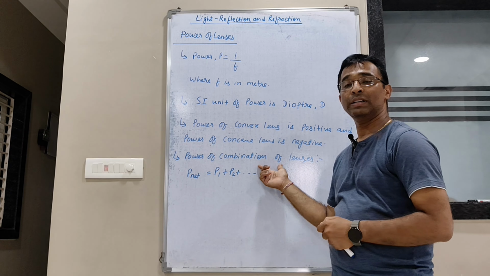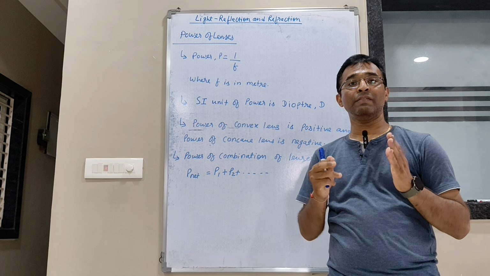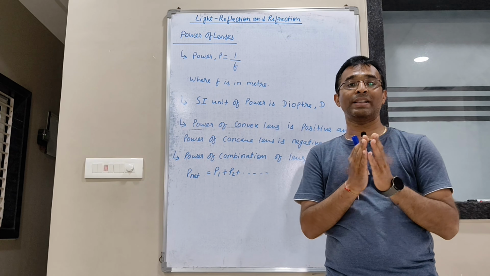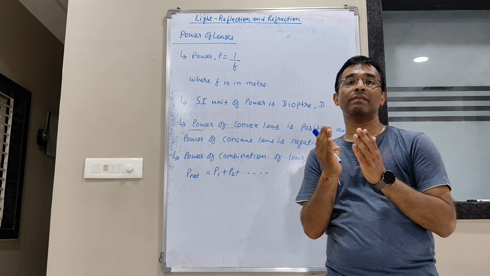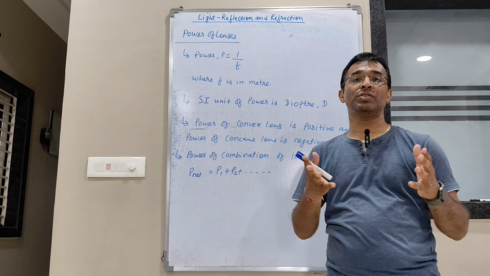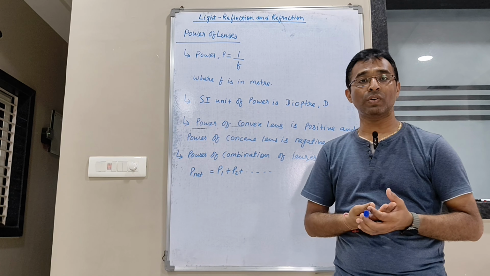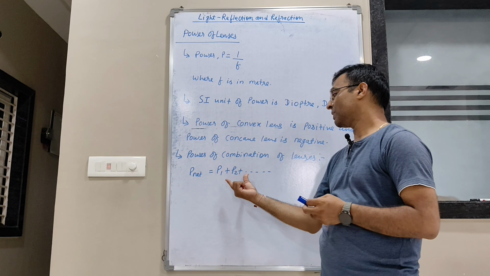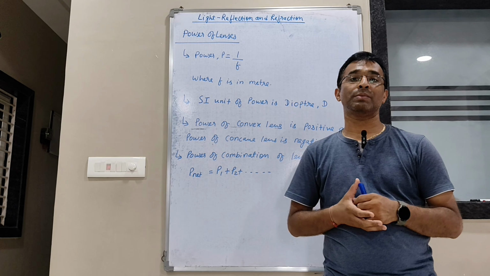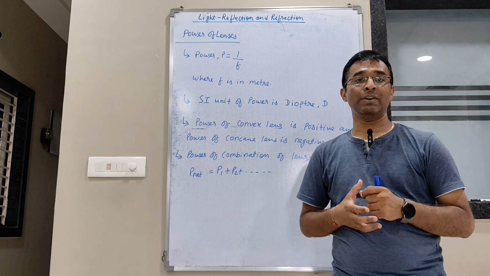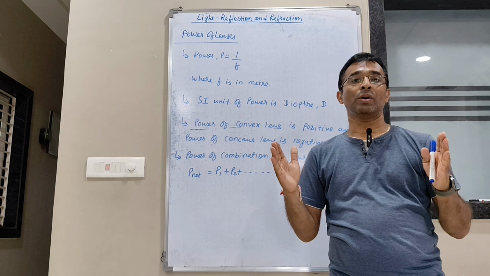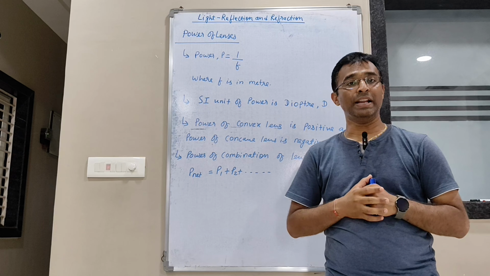Last but not the least, an important point: if we combine a few lenses, let's say 4 lenses, 3 are concave and 1 is convex, and we have to find the power of the combination of these lenses. What we need to do is calculate the individual powers and then take the algebraic sum of them. By doing that, we obtain the power of the combination of these lenses.